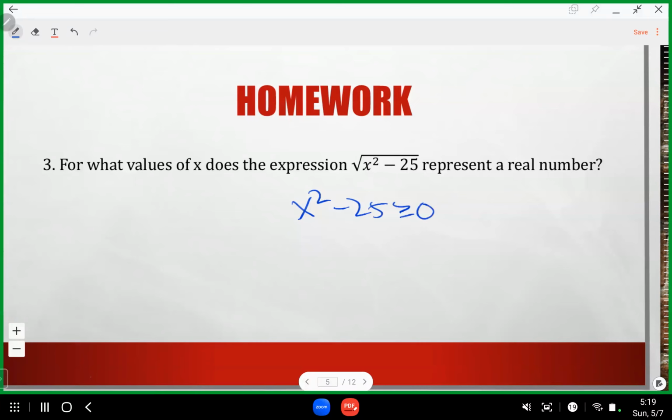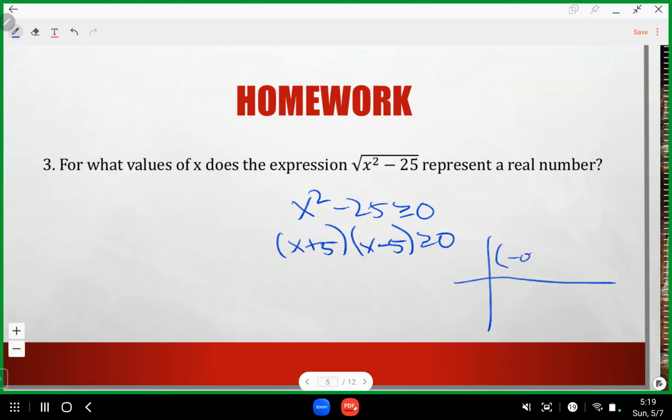And like earlier, we have a quadratic inequality here, so we can just factor. Once we factor, remember difference of squares, we can solve for this. So when this expression is equal to 0, x is equal to -5 and 5. So our intervals are negative infinity to -5, -5 to 5, and 5 to infinity.